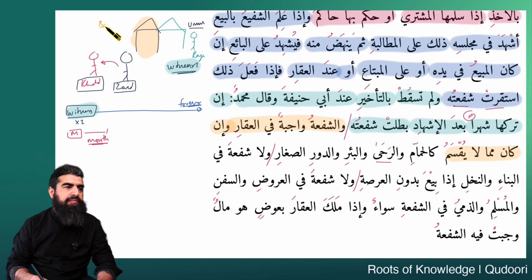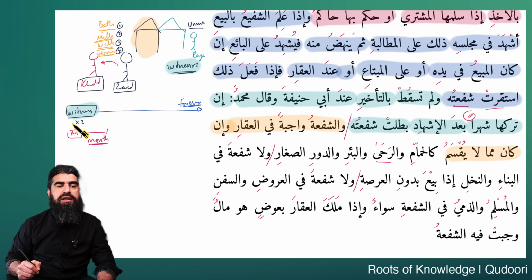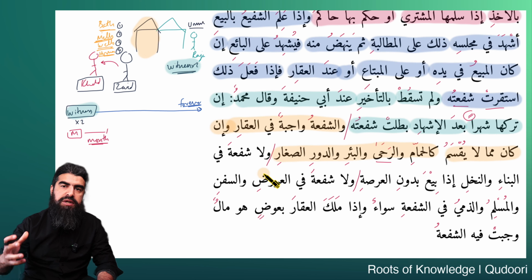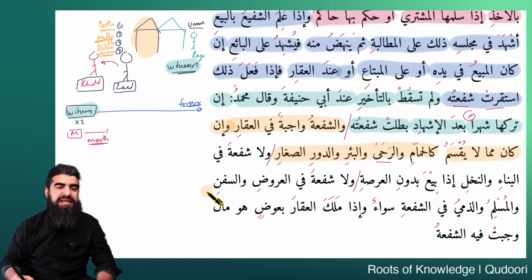So baths, bath houses, mills, because a mill is like a property as well. It's firm, it's not going to move. Wells, someone's selling a well, right? Small homes, even if it's small homes, right? So all these things are potentially subject to shuf'a. This is why he says, kal hammam, like bathhouses, roha, mills, wells, small homes, anything, as long as it's something that's fixed in the ground, property.